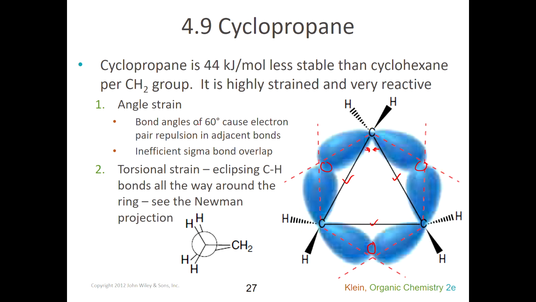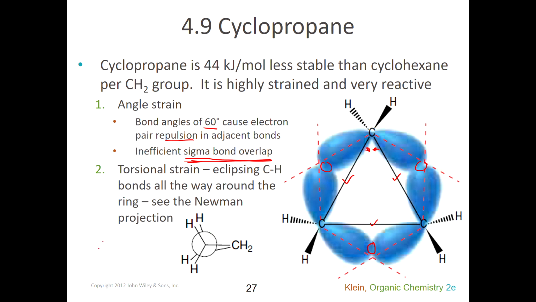So because a 60-degree angle would be too much repulsion, they don't get that close, but then that creates another problem where the sigma bonds are really unstable, because the overlap that creates those sigma bonding molecular orbitals isn't very effective. So let's look at the torsional strain.